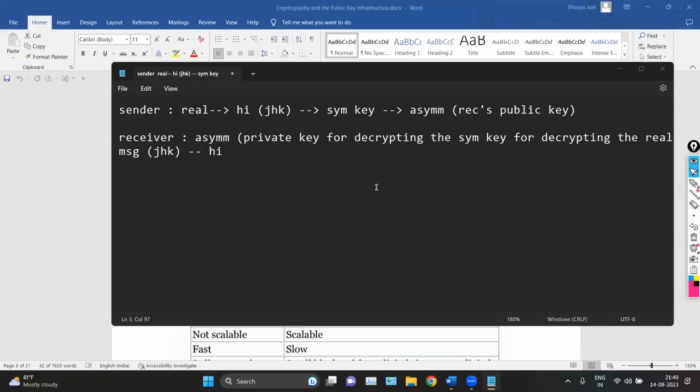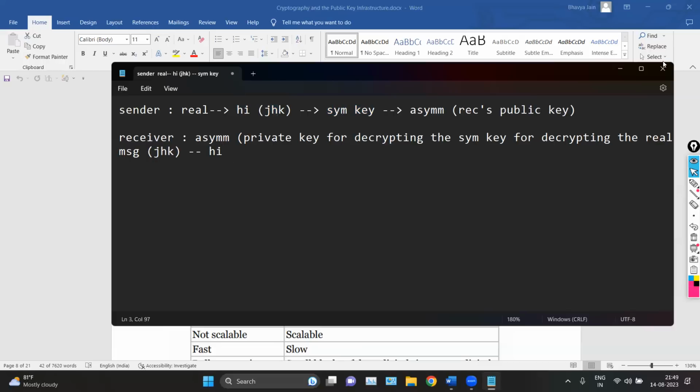Okay. And this is two-way. Now if the receiver wants to send any message to the sender, he or she will reverse the process. The receiver will use that symmetric key, and will encrypt this symmetric key using the sender's public key, and the sender then decrypts the symmetric key with its own private key, and then uses that same key to decrypt the real message.